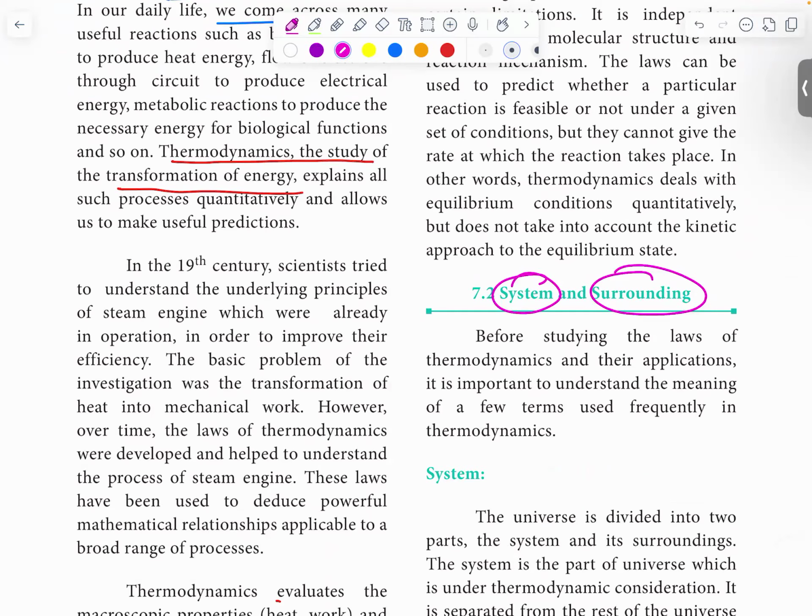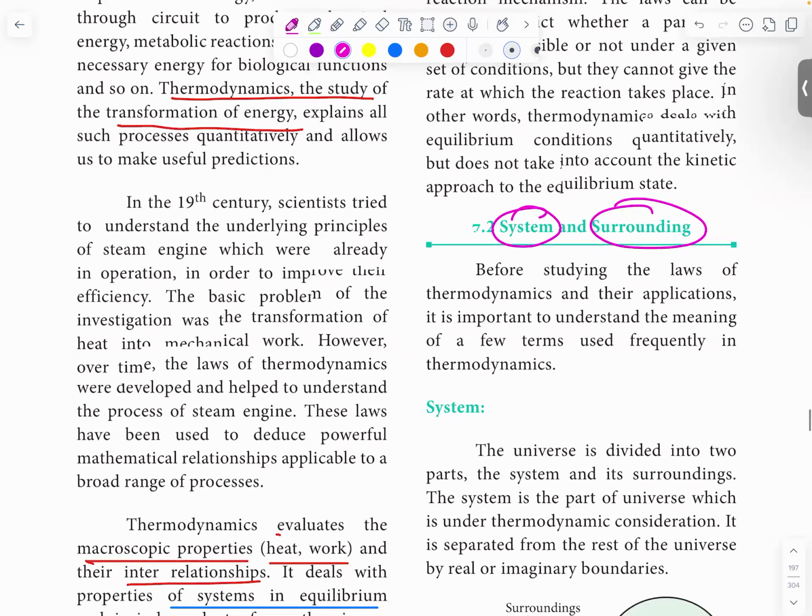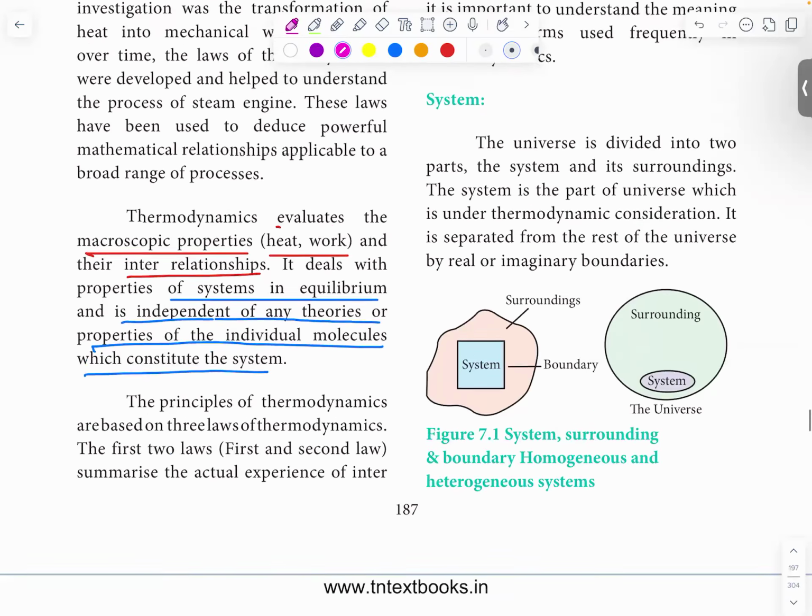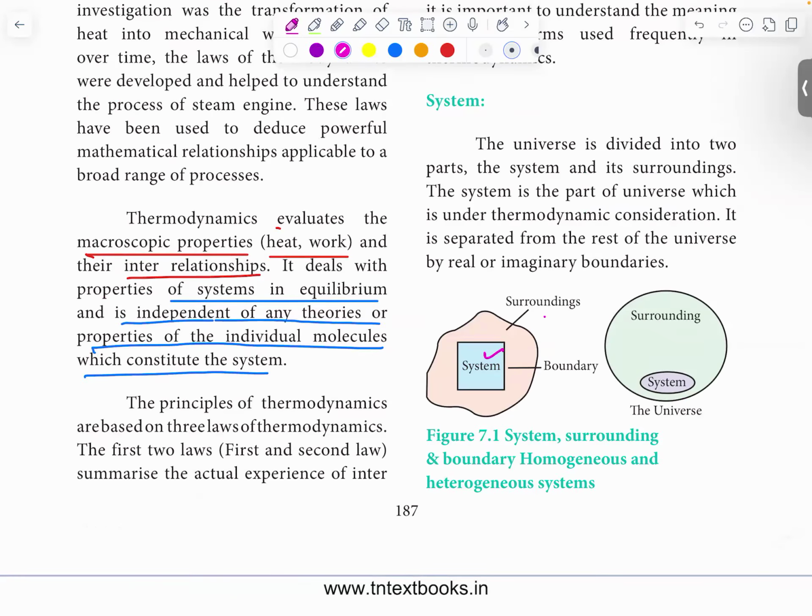System is anything which is under our investigation. The matter which is under our observation is called a system, and the rest of the matter, which is not under our investigation, is called the surrounding. So the universe is basically divided into two parts, the system and the surrounding. This is under our observation, and this is not under our observation. And this is the boundary. This boundary can be real or imaginary.